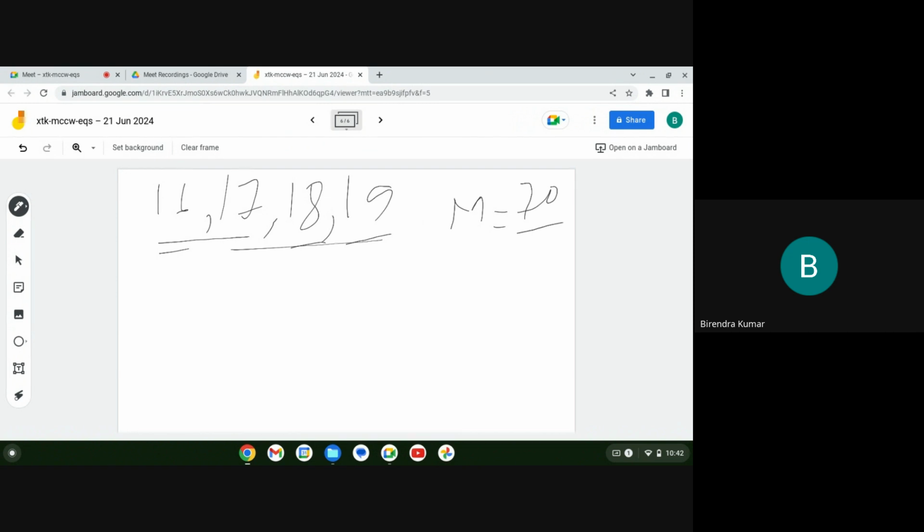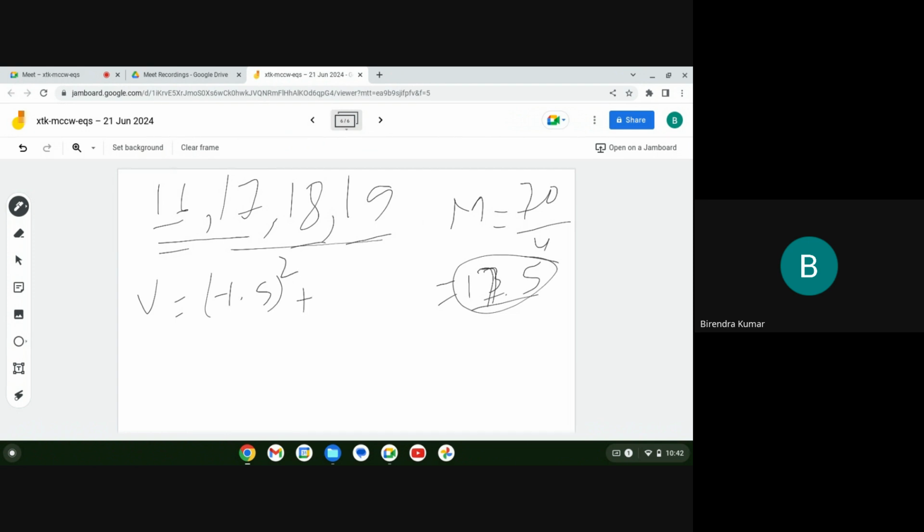And by 4, it will be 35 by 2, or 17.5. This is my mean. Now variance, same thing. First number minus mean, square. 16 minus 17.5, so that is minus 1.5, square of that.